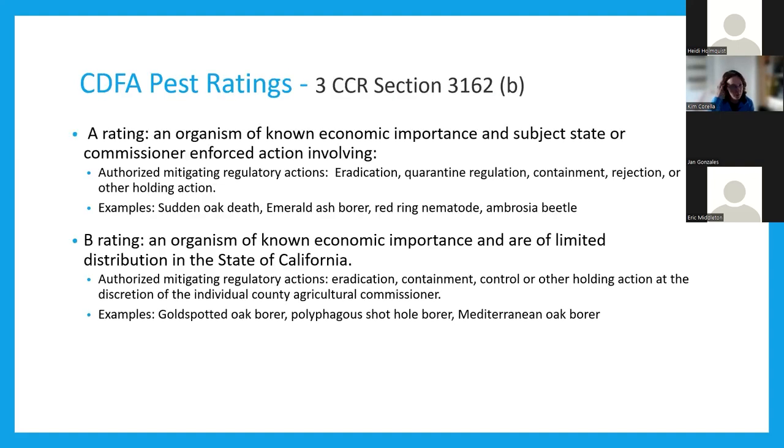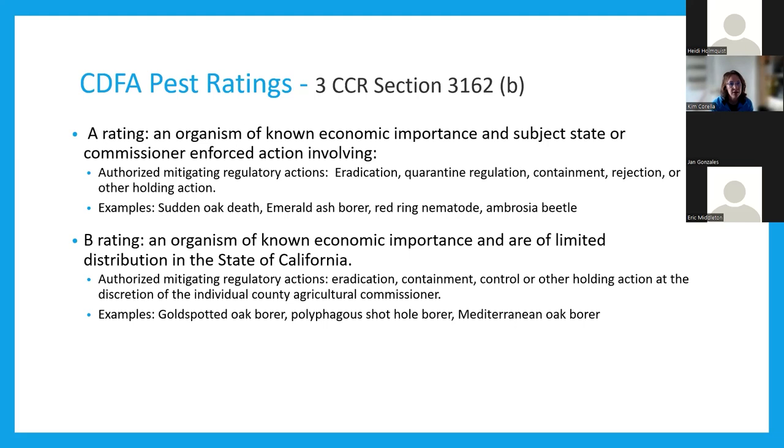So what do the pest ratings mean? A rating is an organism that's known to be economically important and is subject to state or commissioner action. So they have regulatory authority to do eradication, quarantine regulation, containment, rejection, or other holding actions. Examples of these are sudden oak death, emerald ash borer, ring nematode, and some ambrosia beetles.